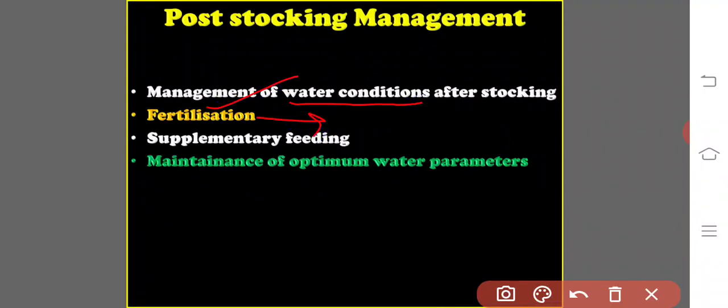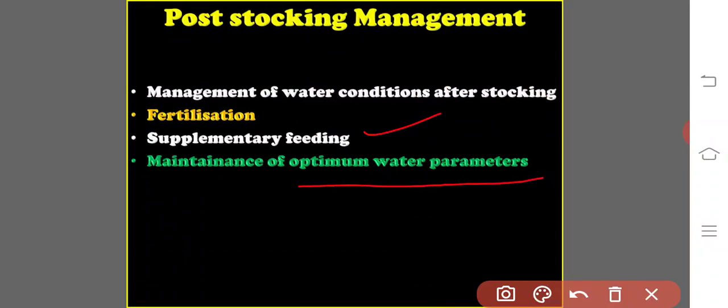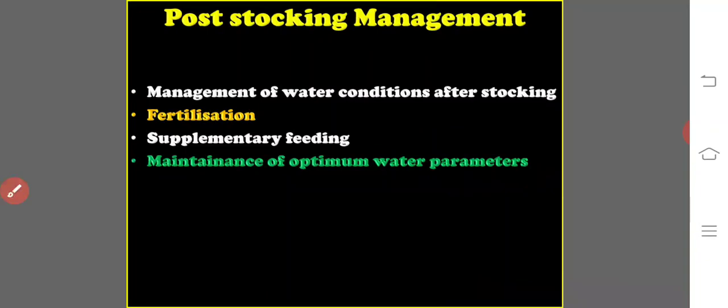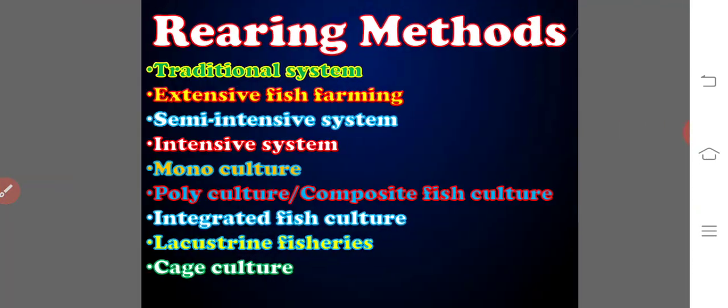Fertilization means here we are adding the fertilizers. Whether they added enough amount of fertilizer or not. And if at all it is needed, go for the supplementary feeding and maintain the optimum water parameters. So that is the pH level and the other mineral levels and the oxygen level. So all to be maintained. So these are the pre-stocking, stocking and post-stocking management techniques.